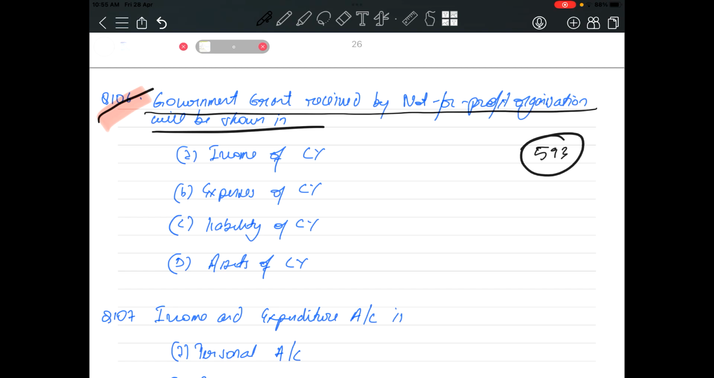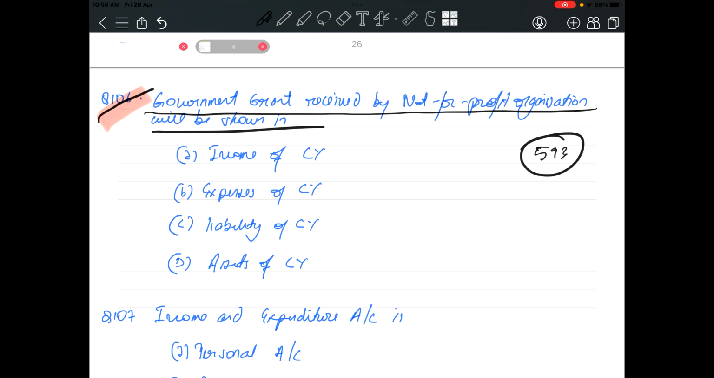Now what is a grant? Grant received from central, state or local government for routine expenses of the institution is called a grant. You are receiving some amount from the central, state or local government for routine expenses, meaning day-to-day expenses of the organization. Now will it be a revenue or capital receipt? It will be a revenue receipt and it will be treated as income. This grant appears on the receipt side of the receipt and payment account, and is posted to the credit side of the income and expenditure account.